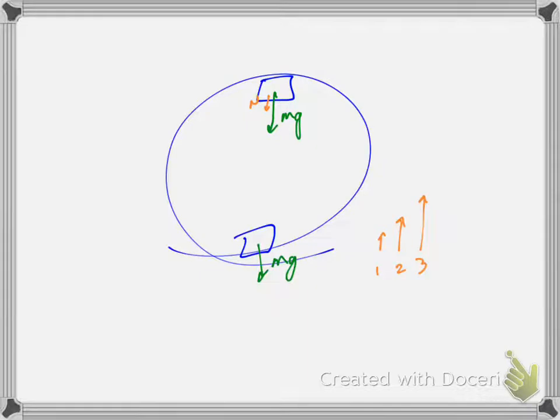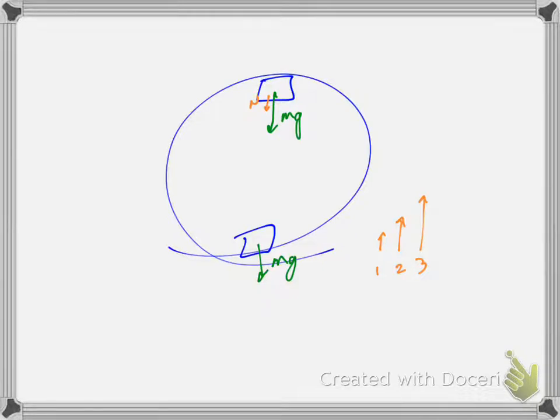When you get down to the bottom, of course, mg is still acting down, and normal now is acting up, but the question is: is it smaller than, equal to, or larger than mg? Well, think about it for a second. Is there an acceleration at the bottom of the loop as you either enter or leave the loop?